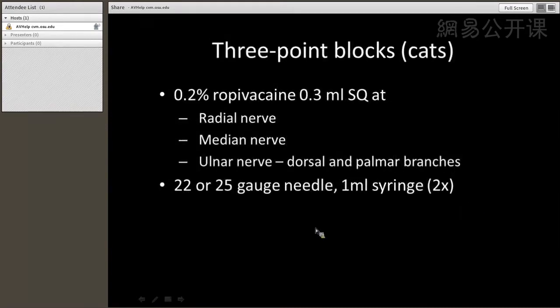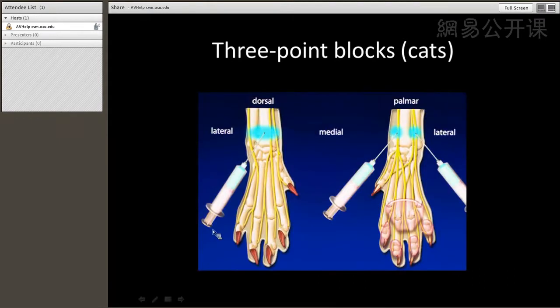So for 3-point blocks in cats, we usually use ropivacaine because it has a longer duration of action than lidocaine, but a short onset like lidocaine. And when you do this block, you're going to block 3 different nerves. You're going to do the radial nerve, the median nerve, and then 2 different branches of the ulnar nerve. Typically either 22 or 25 gauge needles are used, and I would prefer the 25. And when you do this, you're going to place your needle in 3 different areas.